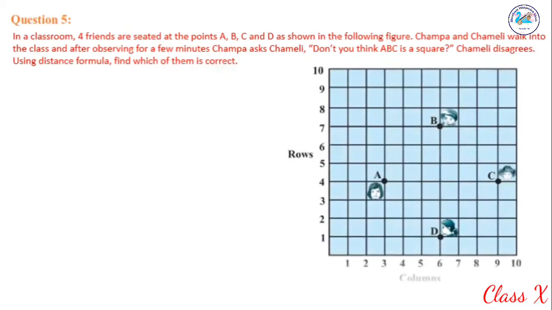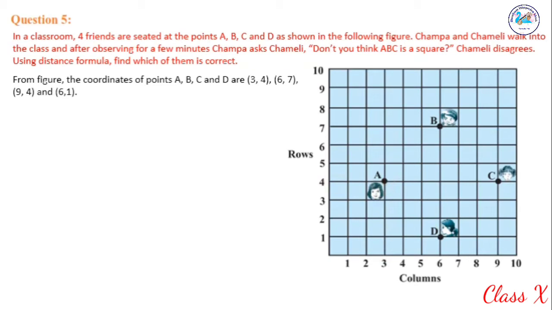So here there is a given diagram. In that, four friends A, B, C and D are sitting at these corners marked A, B, C and D. So from the diagram we can point out the coordinates: A is (3, 4), B is (6, 7), C is (9, 4) and D is (6, 1).